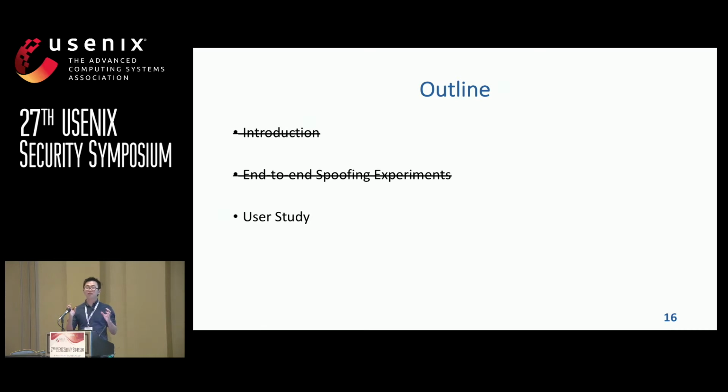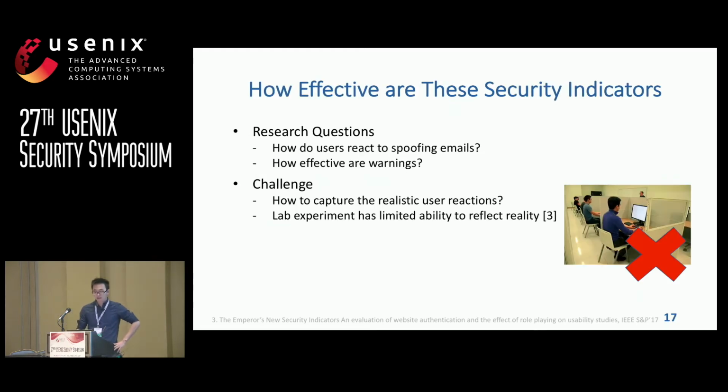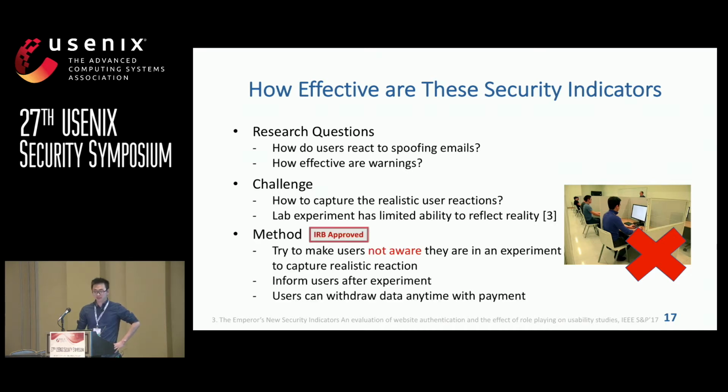After email providers put spoof emails into user inboxes, our last question is how email users will actually react to them and those warnings. The challenge for our user study is how to capture users' realistic reaction. From previous research, it shows that experiments have a limited ability to reflect reality. So we came up with a methodology that tried to make users believe they're not in an experiment. We only tell them after the experiment, and we offer them a data withdrawal option. They can withdraw the data and still get paid.